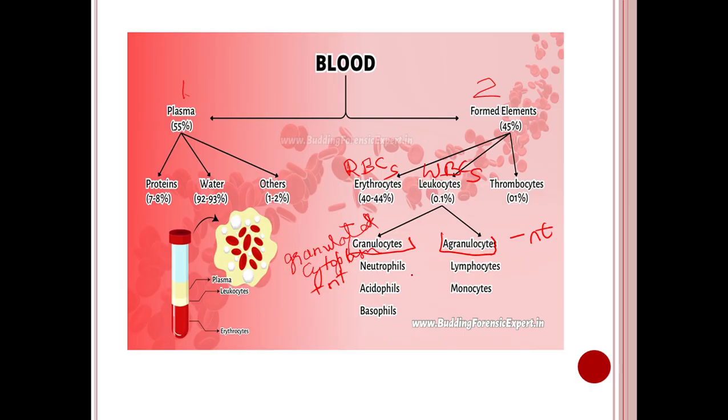Now neutrophils are the major form. They are forming the major portion, 60 to 70% of the total granulocytes. Acidophils are forming 2 to 4%. Basophils are 0.5 to 1%.